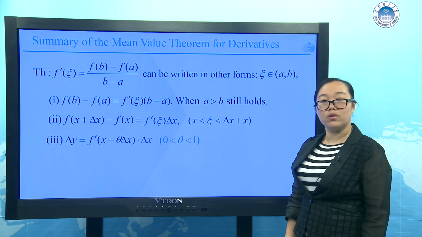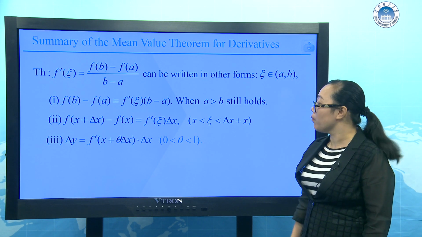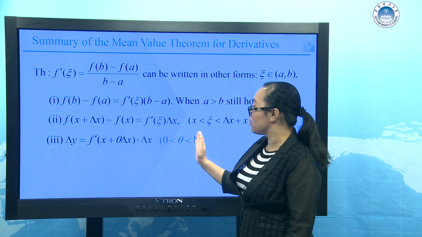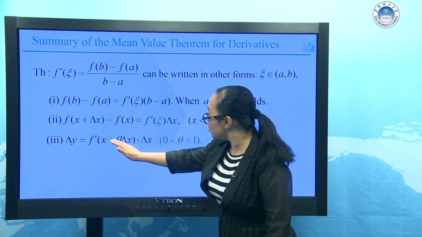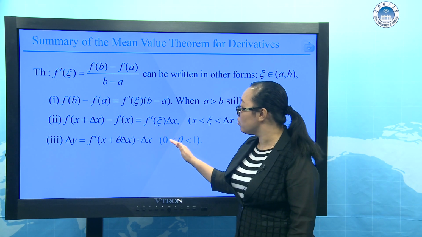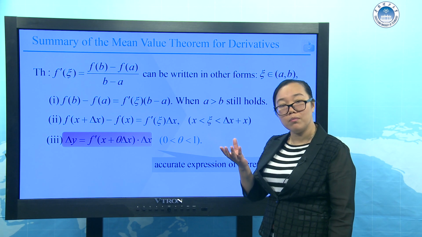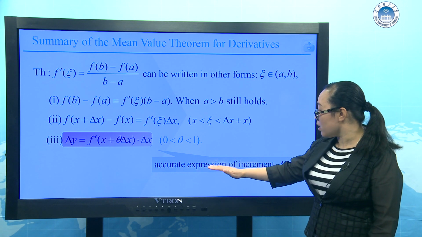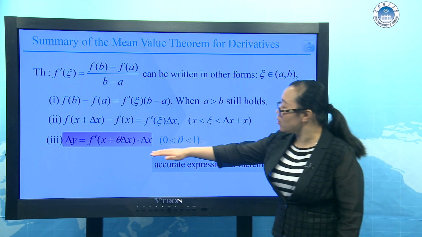Look at case 3. Delta y means the increment of the function value. Delta y equals f prime of c times delta x. How about c? We can write it as x plus theta times delta x, with theta between 0 and 1. Delta y means the increment of the function, which gives the accurate expression of the increment. How to write this term?